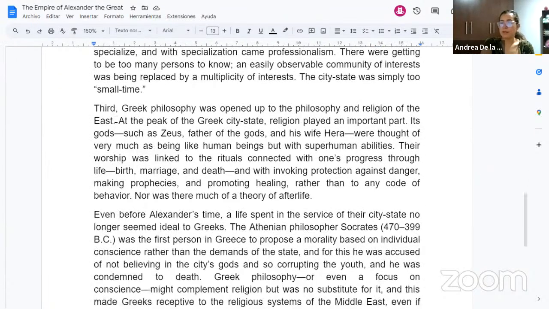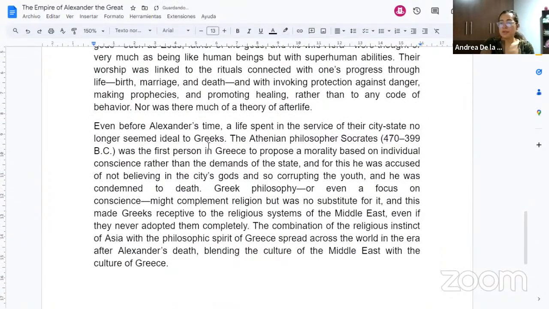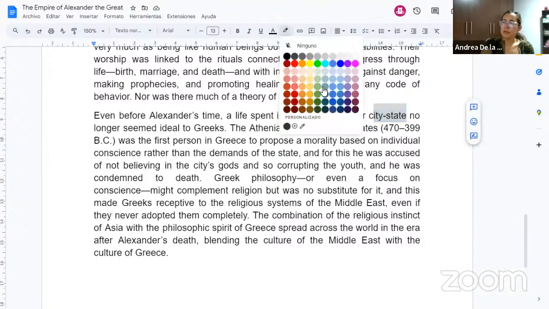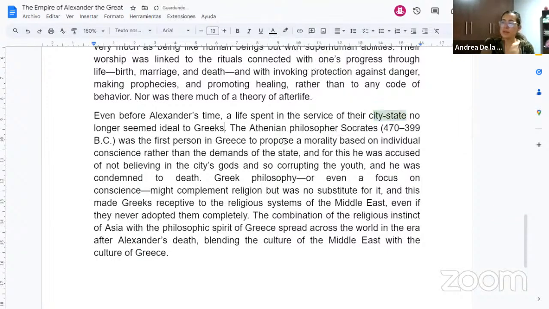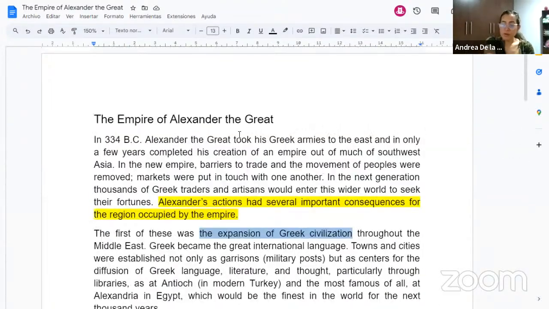So changes for Alexander. Third, Greek philosophy was opened up to the philosophy and religion of the East. Third consequence, right? That's another change. And then they say, even before Alexander's time, a life spent in the service of their city-state no longer seemed ideal to Greeks, okay? So they continue talking about the city-state. And they say the Athenian philosopher Socrates was the first person, okay? All right, and that's all you need, right? And then there you have an idea.